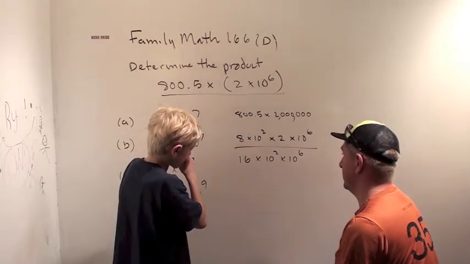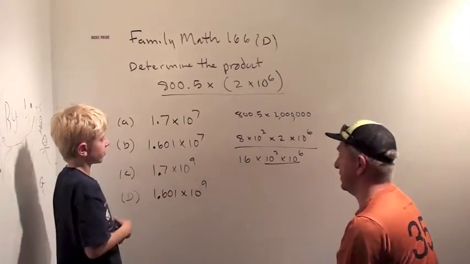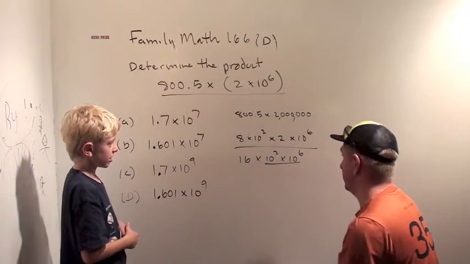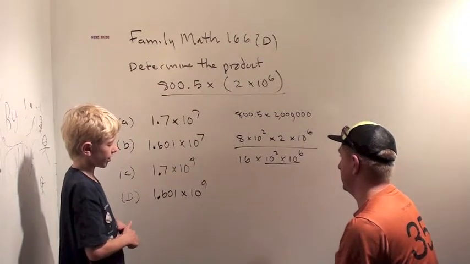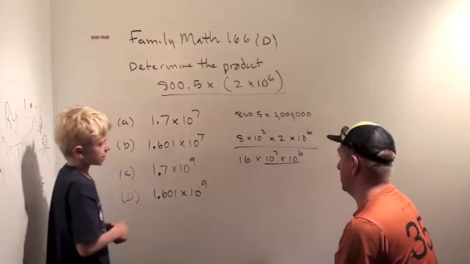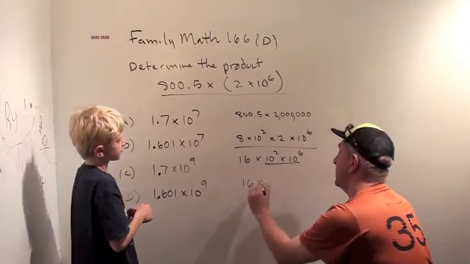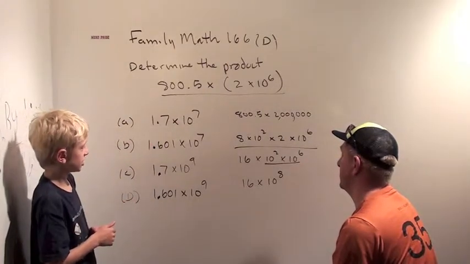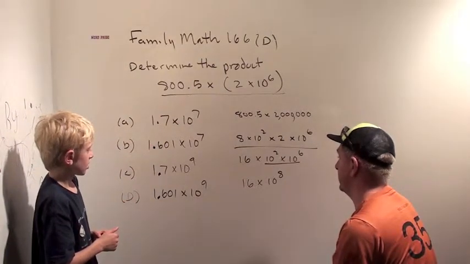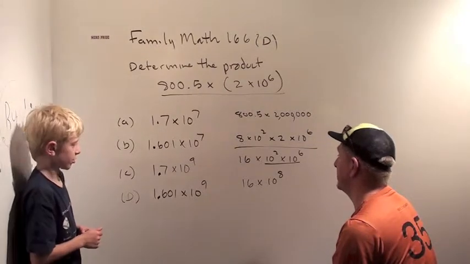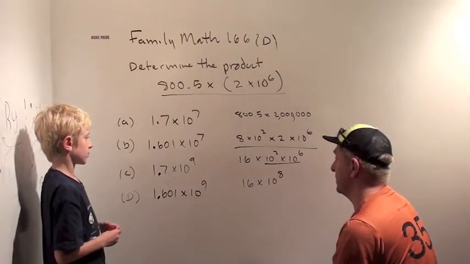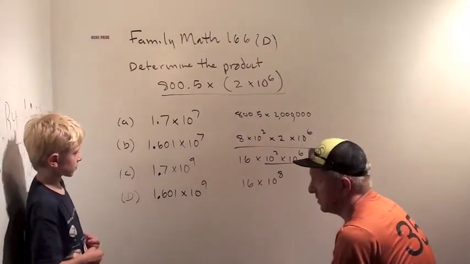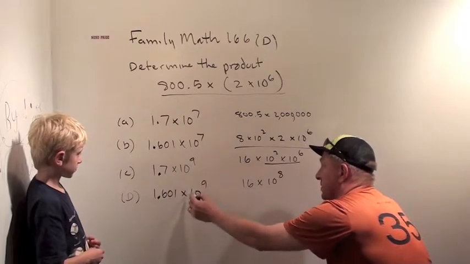Then what's 10 to the second times 10 to the 6th? It's 10 to the 8th. So this is 16 times 10 to the 8th, which is a 16 with 8 zeros after it. So you're right, these are too small. If I have a 16 with 8 zeros, which one of these do you think that's going to look the most like?